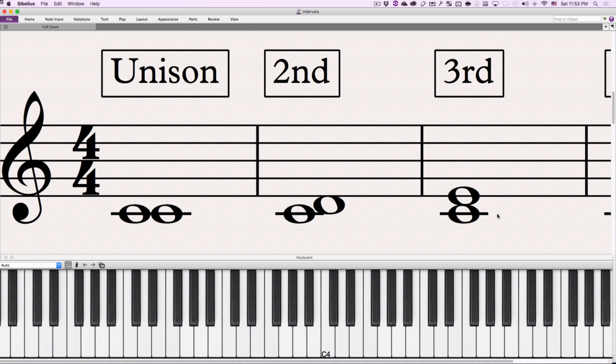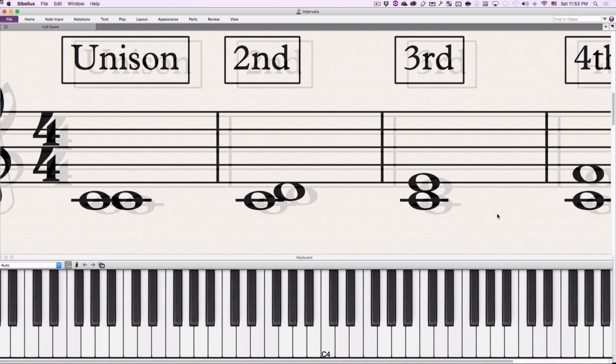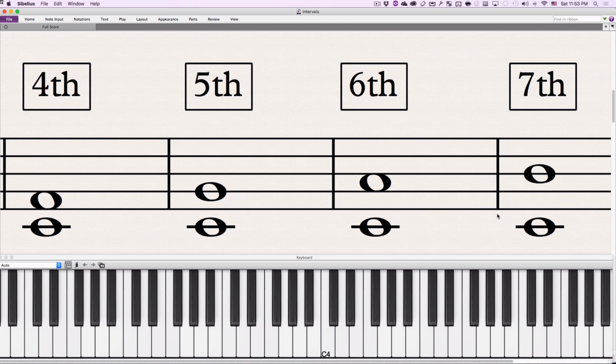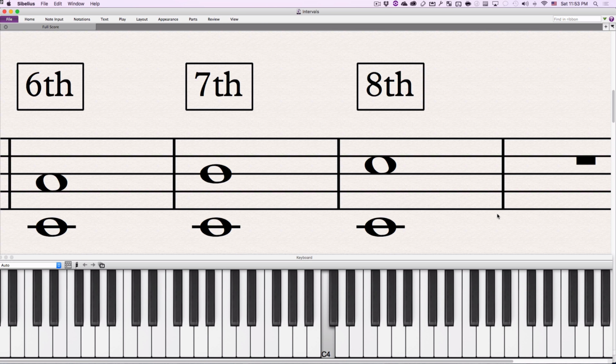Third, well, C to E: C, D, E, a span of 3 letter names. You can see them on the keyboard here. So on for fourth, fifth, etc. Here's a fifth, a sixth, and a seventh and an eighth.